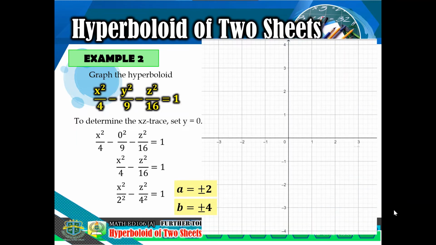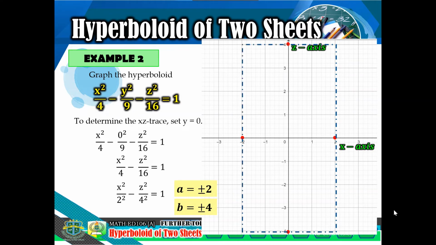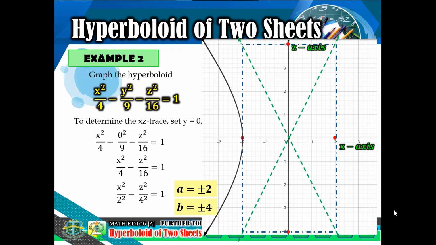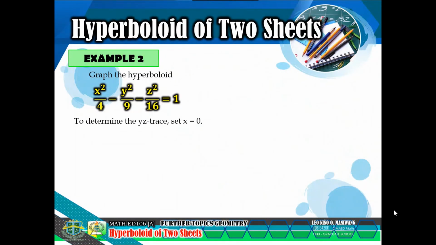Graphing, this is our x-axis and this is our z-axis. This time, let us have A, it is plotted along the x-axis, so this is -2 and 2, and B plotted along the z-axis, that is -4 and +4. This time we can trace our imaginary rectangle and our two diagonal asymptotes. And since the hyperbola is facing to the left and to the right, we can trace our hyperbola here and here. Let us now determine the yz trace by setting x equals 0.